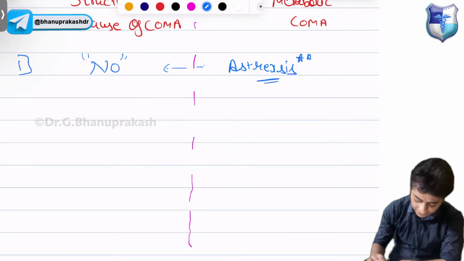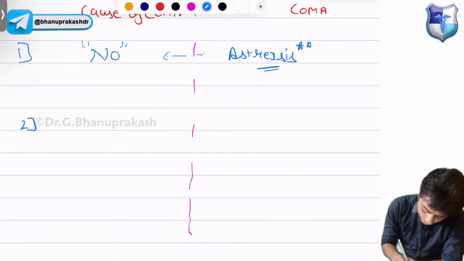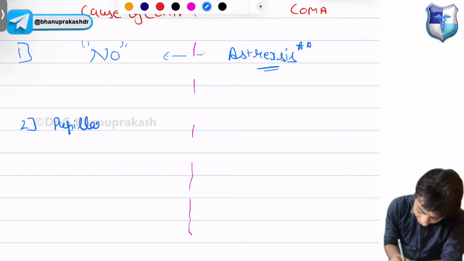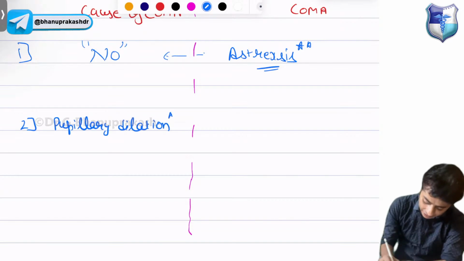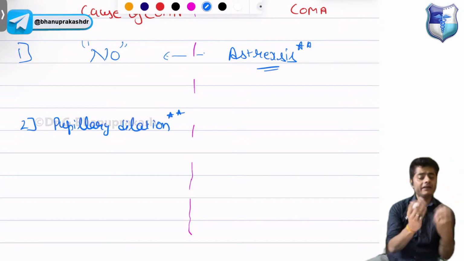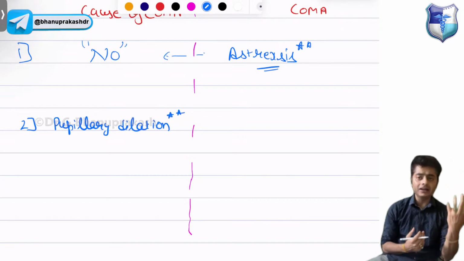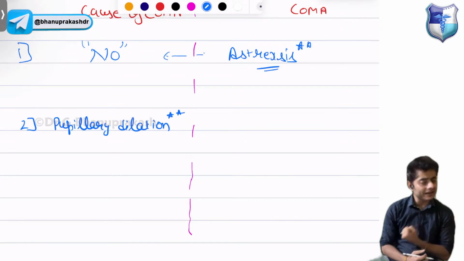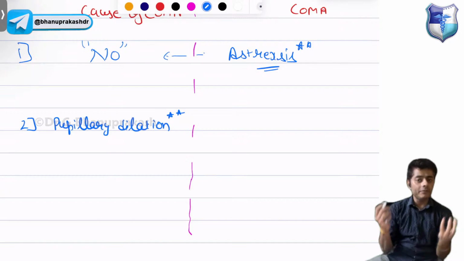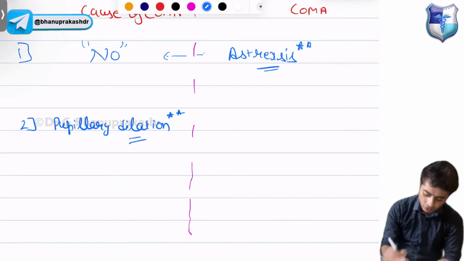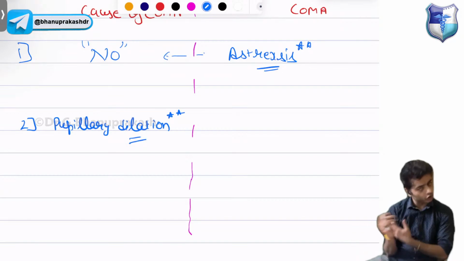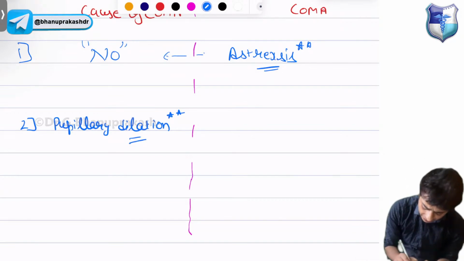Okay, sir. Next is pupillary dilation. Pupillary dilation can be there. We all studied in the last lecture, in raised ICP there is third nerve palsy. And what will be there in third nerve palsy? Pupillary dilation. What is happening in the third nerve? The parasympathetic fibers are getting damaged. So what will happen? Pupillary dilation. Will you find pupillary dilation in metabolic causes? No.